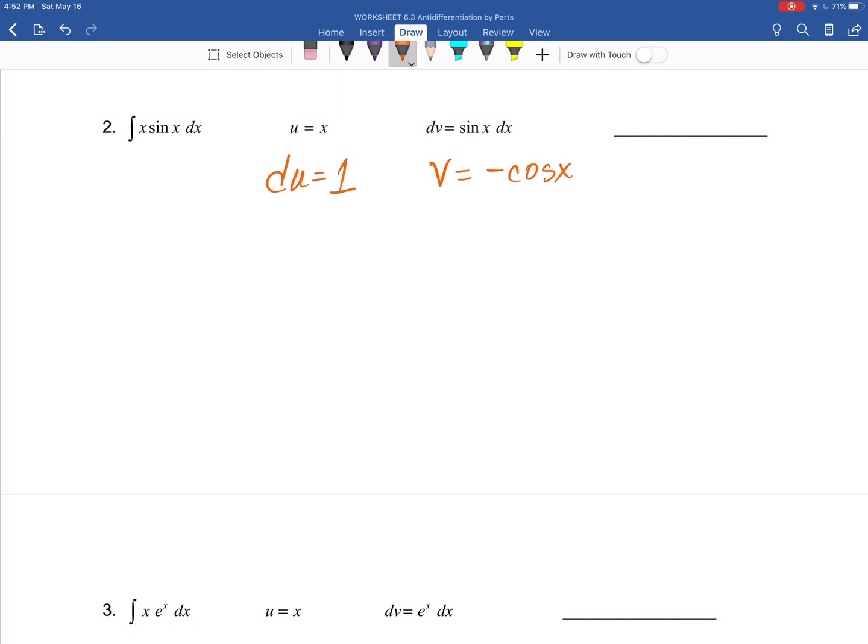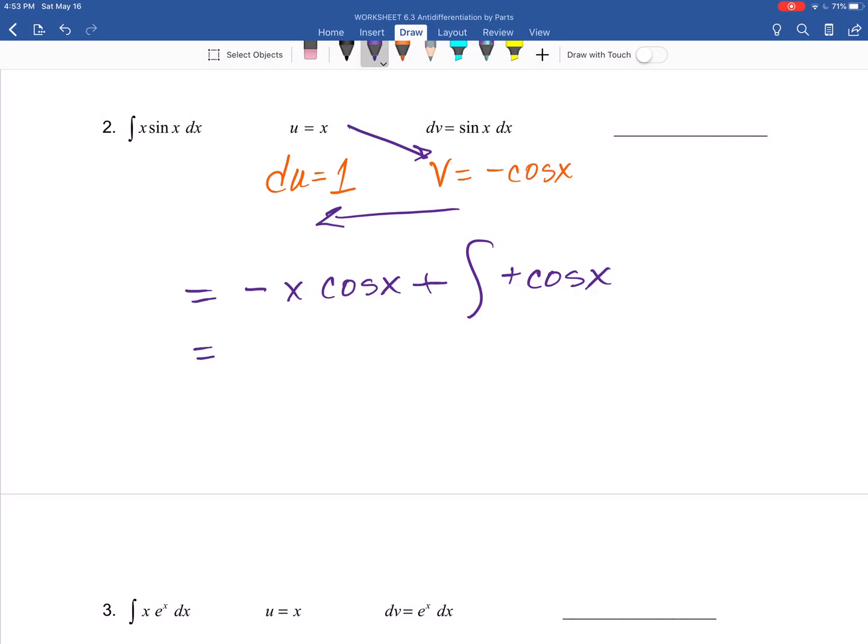Okay, here we go. The formula says you multiply u times v minus the integral of v times du. Here we go. U times v. Hey, I'm going to write it like this. Negative times x times cosine of x minus the integral of these two multiplied, v times du. So that's going to be just negative cosine of x. Hey, minus a negative plus a positive.